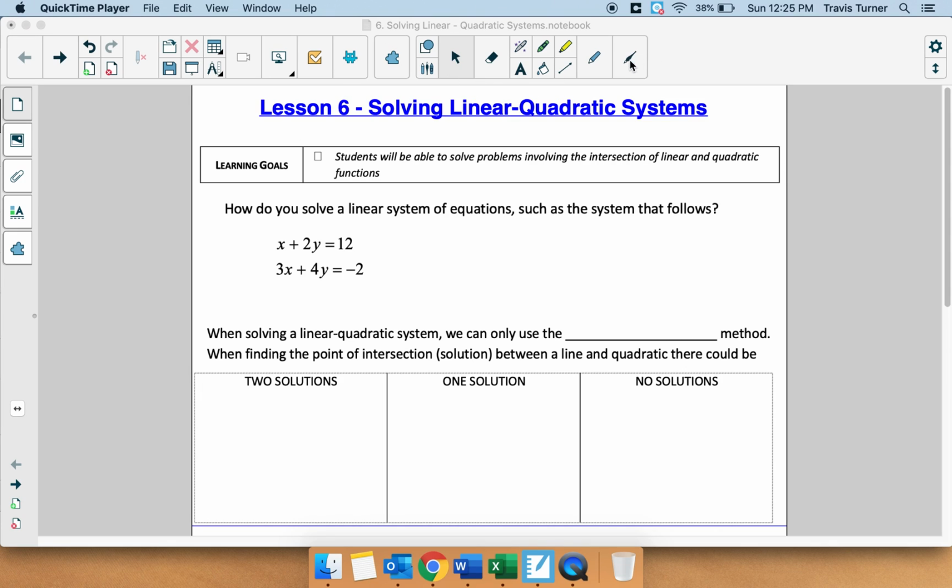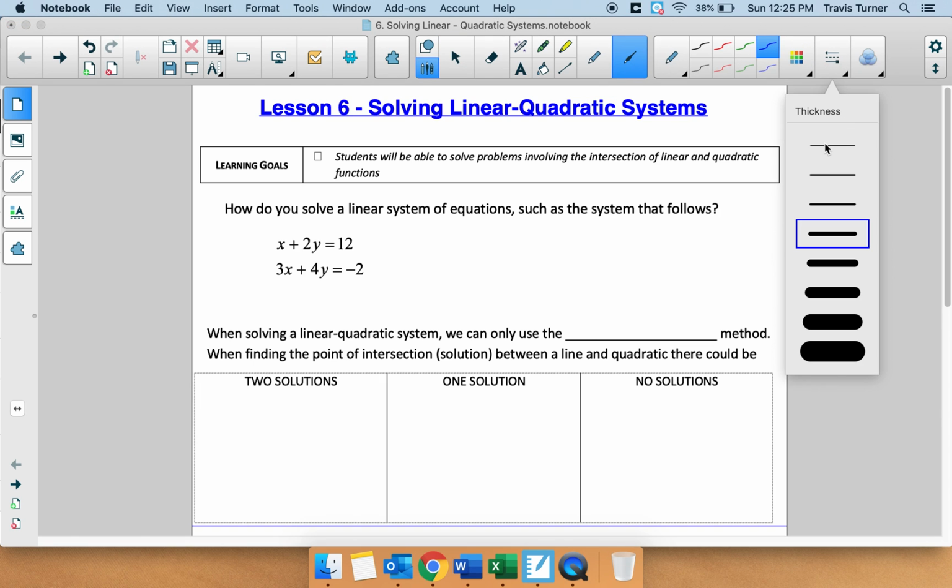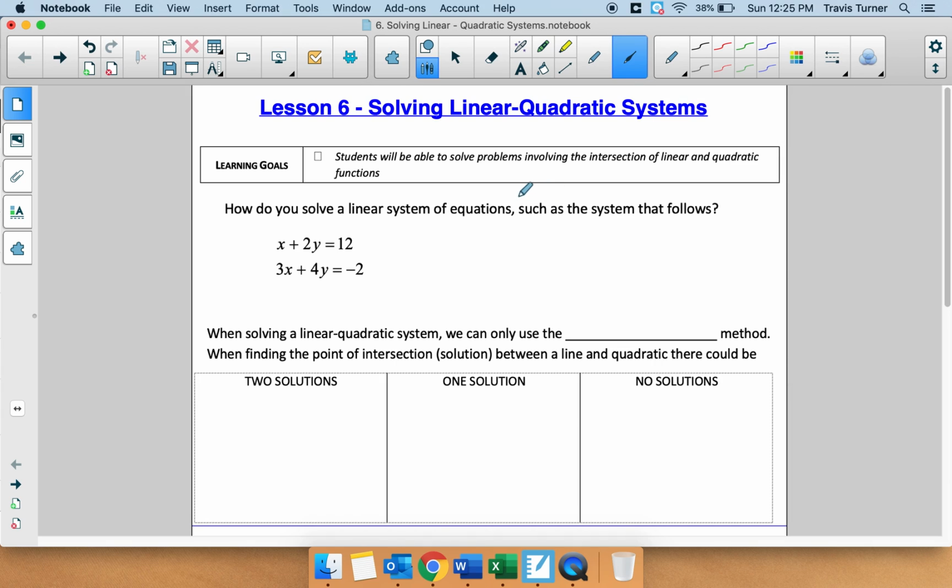Hi guys, this is lesson 6, our last lesson of the unit. This lesson incorporates some of the stuff we've done thus far in the unit, but also includes some stuff that you've done last year in grade 10.